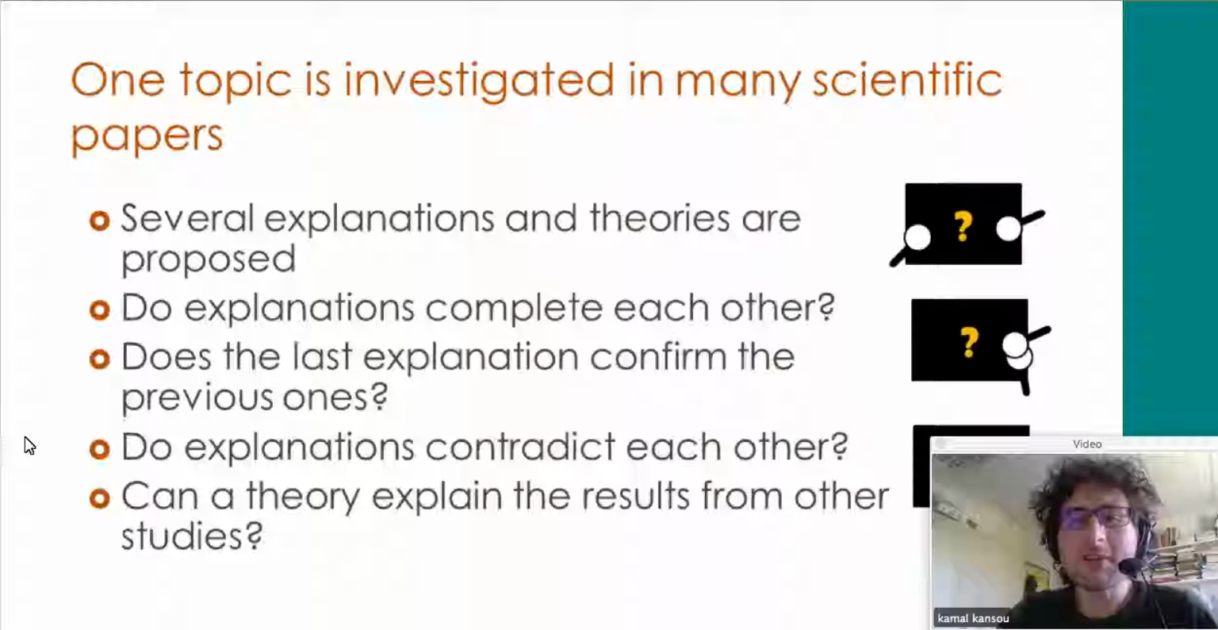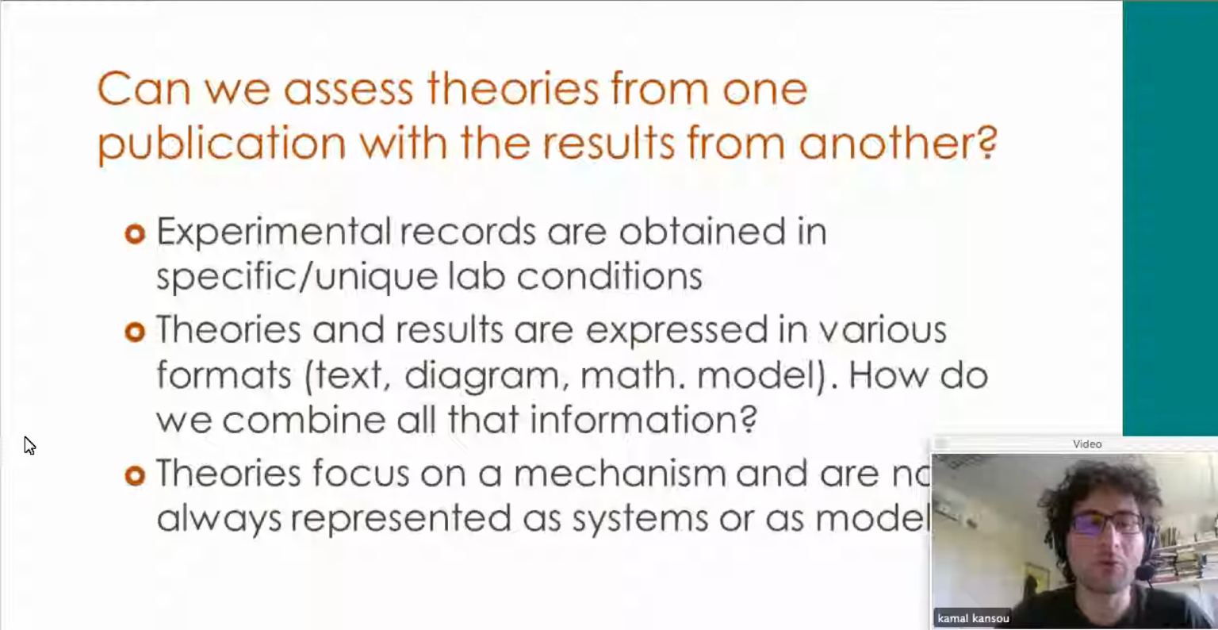When one topic is investigated in many scientific papers, there are several explanations and theories proposed in these different papers, and different questions arise. For example, do explanations complete each other? Does the most recent explanation confirm the previous ones? Do explanations contradict each other? Can a theory explain the results from other studies? This last point is particularly interesting, and it was addressed in our work.